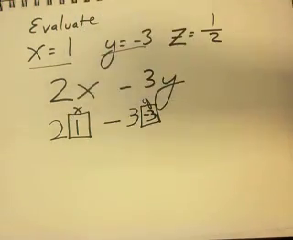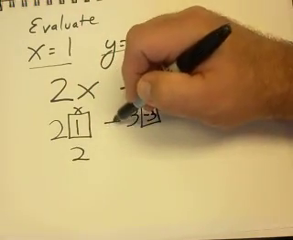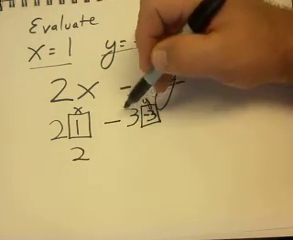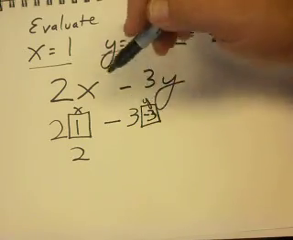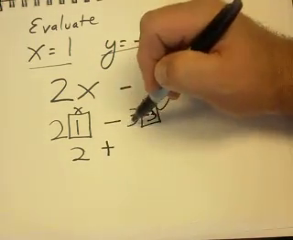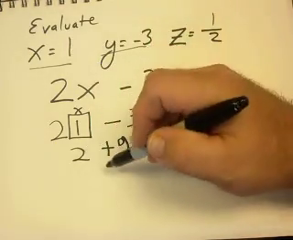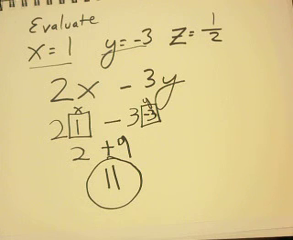So 2 times 1, we're going to multiply first. 2 times 1 is 2. And then I've got negative 3 times negative 3. A negative times a negative is always a positive. If the signs are the same and you're multiplying, it's going to wind up a positive result. 3 times 3 is 9. So I've got 2 plus 9. 2 plus 9 is 11, and that's our value. Go ahead and circle your answer.